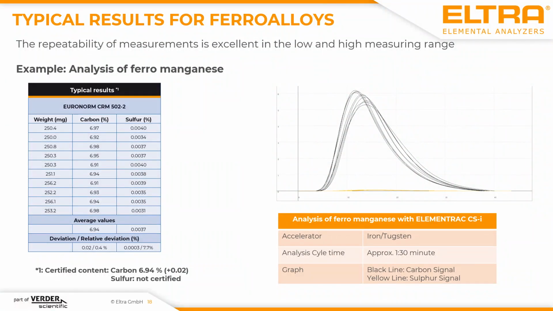The black line shows here the combustion curve of carbon, and the yellow line, which is very, very small because the content of sulfur is very, very small, shows here the sulfur signal. And although the concentrations of sulfur are very low and the curve is not really looking nice, it's possible to get reliable results even at very low concentrations.